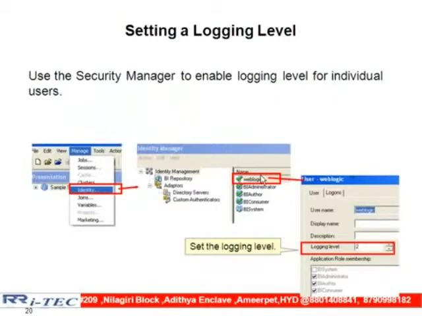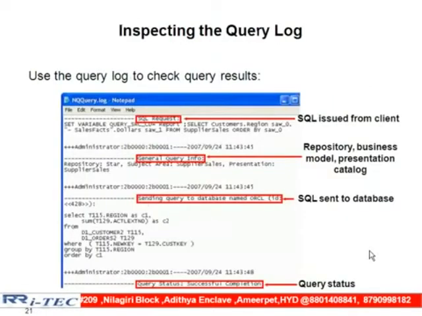Next identity, we need to select the user and we need to provide that one. Next one is inspecting the query log. What are the different parts we have? Those parts we need to observe. The first part is called SQL issued from client. Is it logical SQL or physical SQL? Logical SQL. To understand better, let me go to the npquery.log file.